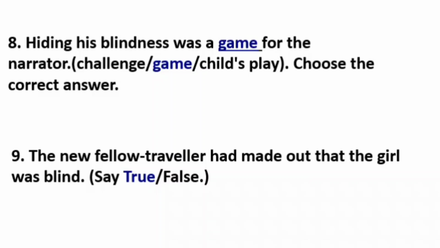Eighth question. Hiding his blindness was a dash for the narrator. Challenge, game, child's play. Choose the correct answer. So the answer is game. Ninth question. The new fellow traveler had made out that the girl was blind. Say true or false. Answer true.